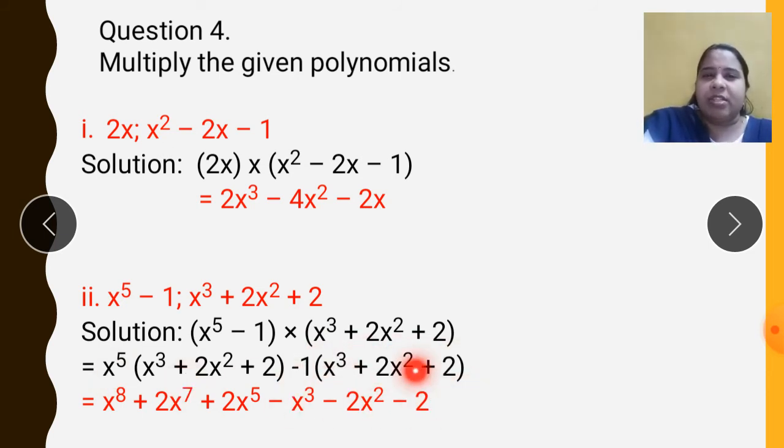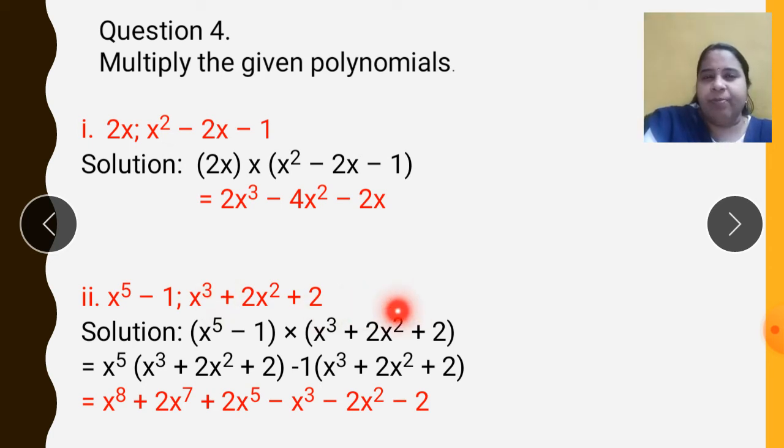Now look at this step. Are there any like terms in this? It is arranged in descending order itself. First 8, then 7, then 5, then 3, then 2, then constant. There are no like terms, so this is your final answer. I hope everybody understood this.